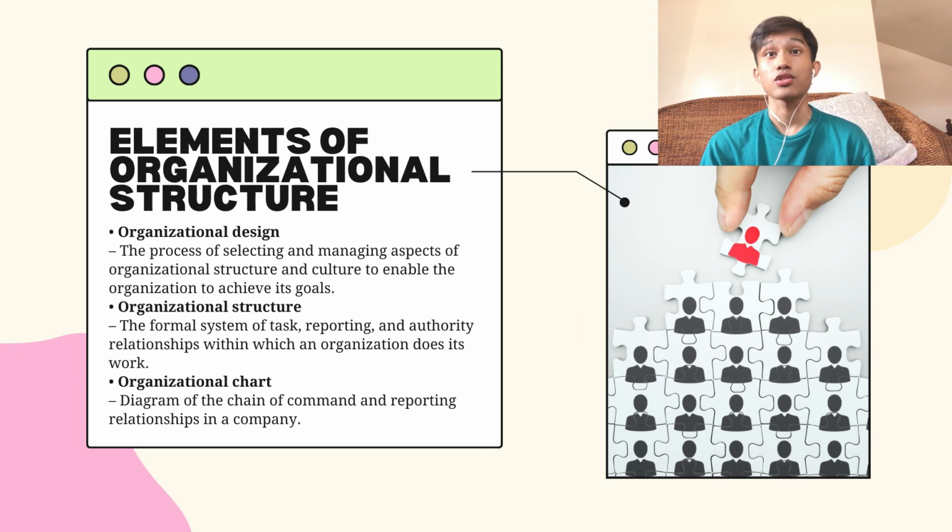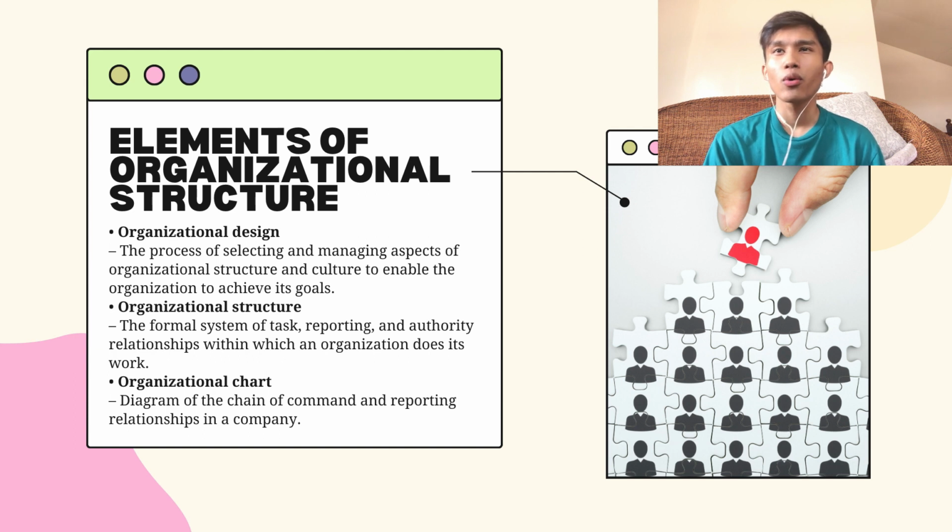Second is organizational structure itself, which is the formal system of tasks, reporting, and authority relationships within which an organization does its work. So this includes the way in which tasks are divided and assigned, how reporting lines are established, and the types of authority relationships that exist within the organization.